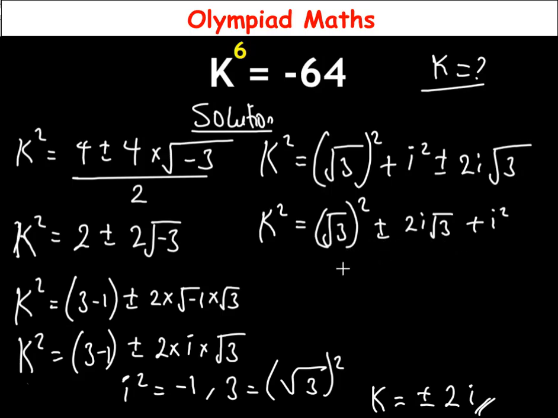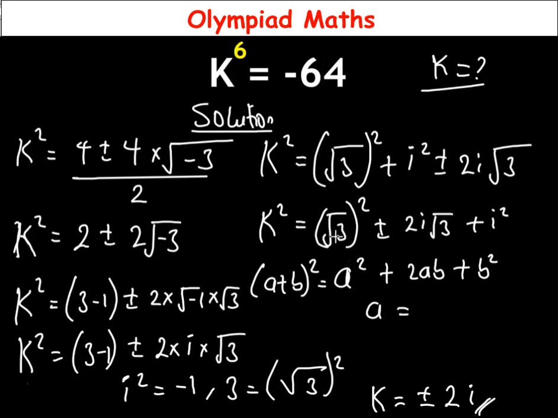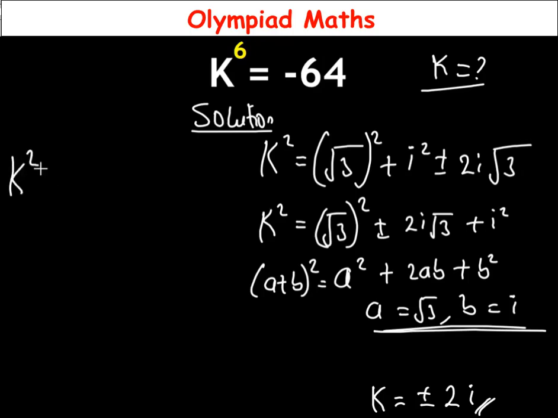And this is in the form of a squared plus 2ab plus b squared, and this expression is for a plus b all squared. Where a in this place is root 3, and b is equal to i. Now in place of this, we'll put in a as root 3 and b as i. So k squared is then equal to this right here: in brackets, a is root 3, then plus b is i, then all squared.